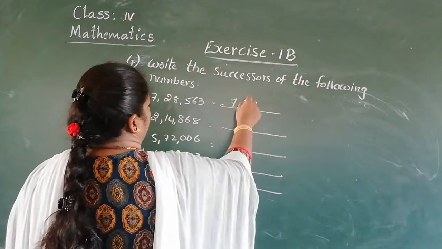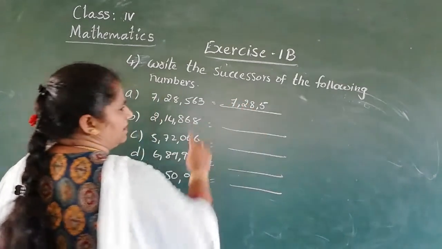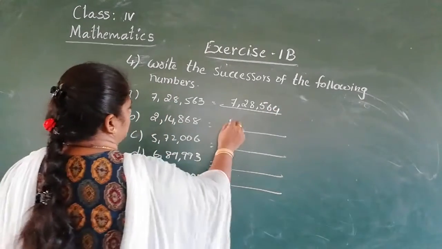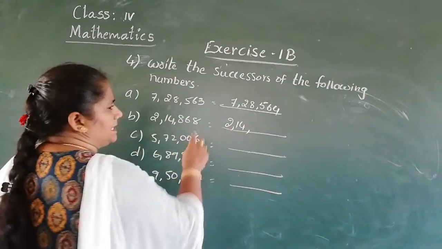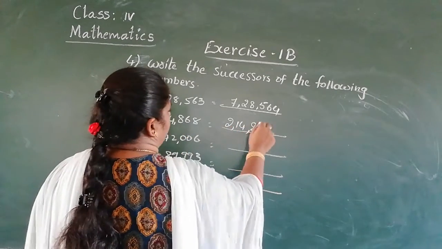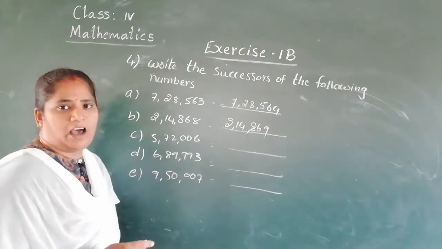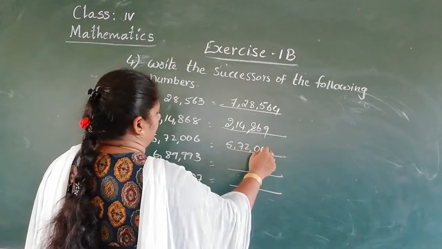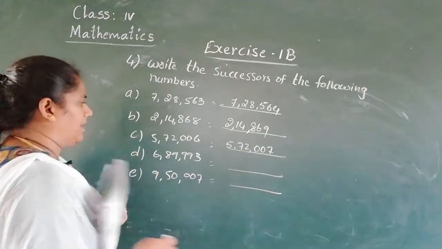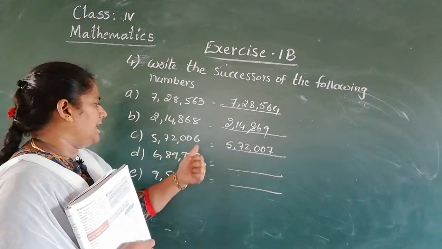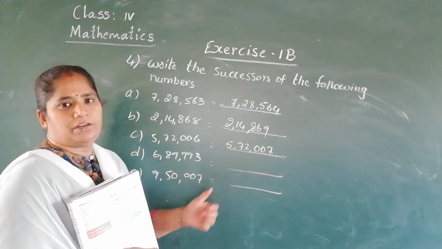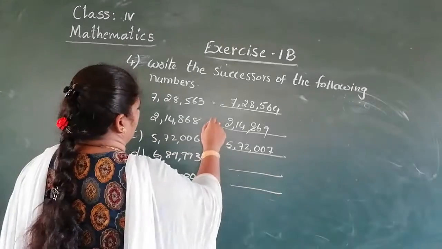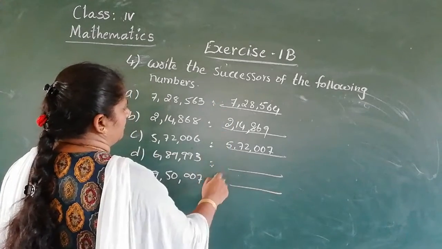So 7,28,567. Add 1, it becomes 568. Okay. Next, 2,14,868 plus 1, 869. Successor means nothing but the after number. And 5,72,007. So here 6 plus 1, 7. So 5,72,007. So these two problems you will do on your own. Okay. And next one. These are the answers, Nana.